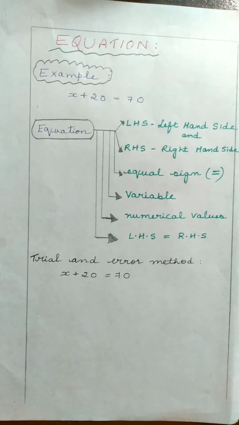Along with these conditions, children, there is one more important point that we need to remember to say that x + 20 = 70, or any other example, is an equation. We require the value of LHS to be equal to RHS. That means x + 20 is equal to 70. We will try to understand the meaning. What is this LHS equal to RHS?